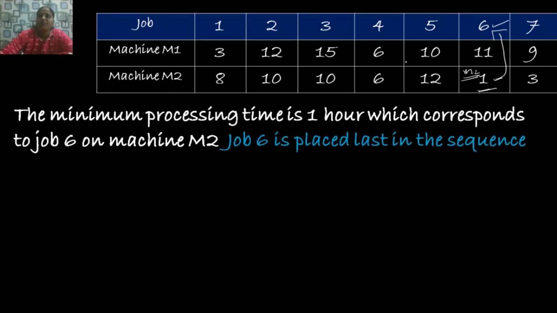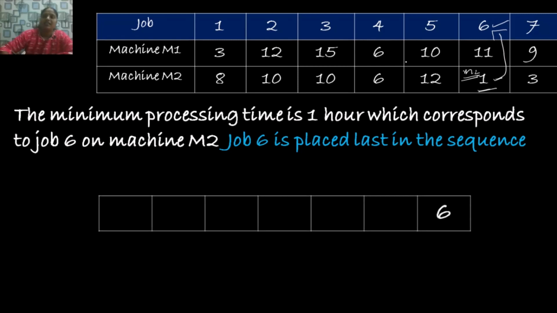So we have to place job 6 last in the sequence. Since this minimum processing time value falls on machine M2, we have to place it in the last position. If this minimum value falls on machine M1, we have to place it first in the sequence. After this, you have to delete this job from further consideration.